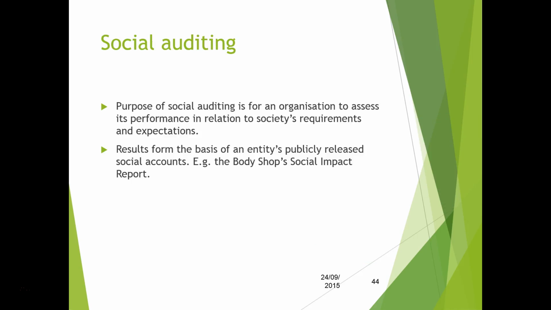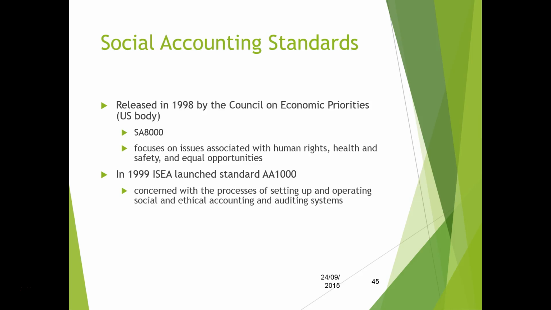Social auditing. The purpose of social auditing is for an organisation to assess its performance in relation to society's requirements and expectations, and the results form the basis of an entity's publicly released social accounts. So the Body Shop has its social impact report. Social accounting standards were released in 1988 by the Council on Economic Priorities, and in 1999 ISEA launched the standard AA 1000, which was concerned with the process of setting up and operating social and ethical accounting and auditing systems.